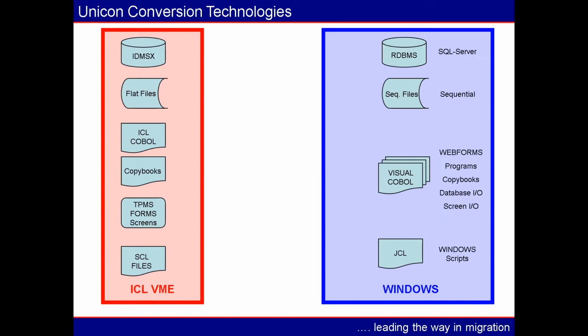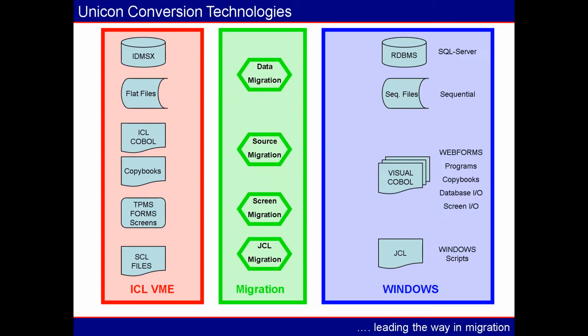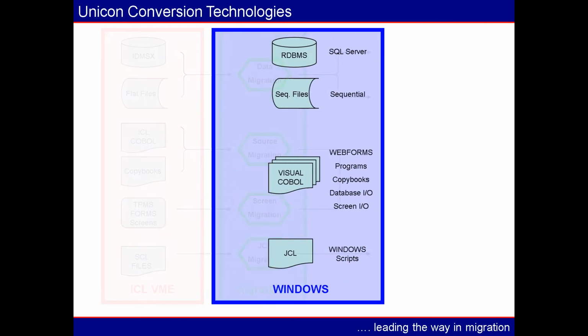The appropriate code and data converters that will perform the required conversion work for these specific component sets will be selected from the large inventory of UNICON converters. The ICL code and data will be read by the UNICON converters, and the converters will generate the Windows code and data components that were chosen by the customer. The migrated applications are now true Windows applications constructed using the customer's chosen components.